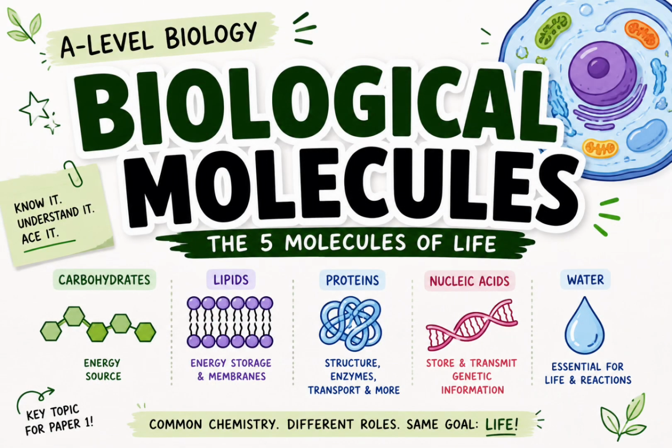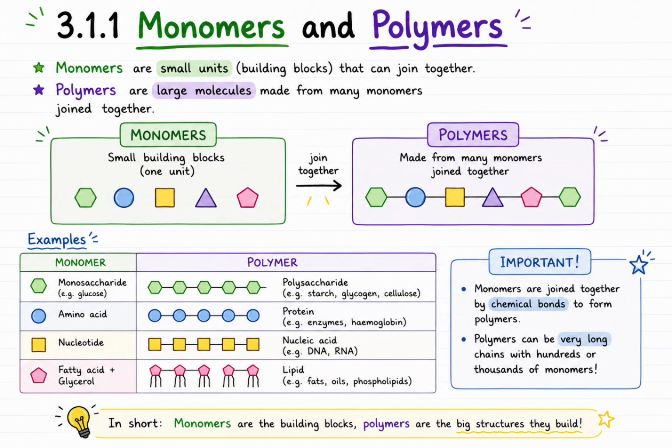Before we explore the major biological molecules in detail, it's essential to understand the relationship between monomers and polymers because this concept forms the structural basis of many biomolecules found in living organisms. Monomers are relatively small molecular subunits that act as the fundamental building blocks of larger biological molecules. Through the formation of chemical bonds, these monomers join together to produce more complex structures known as polymers.